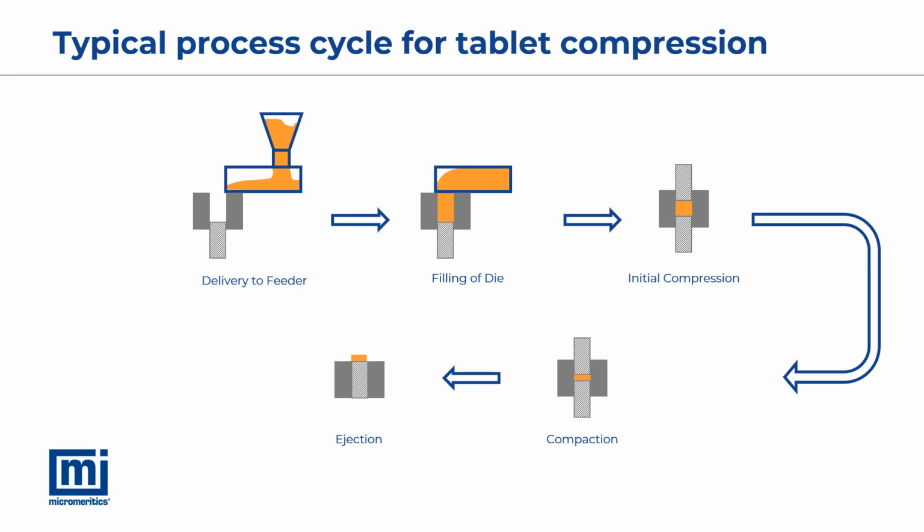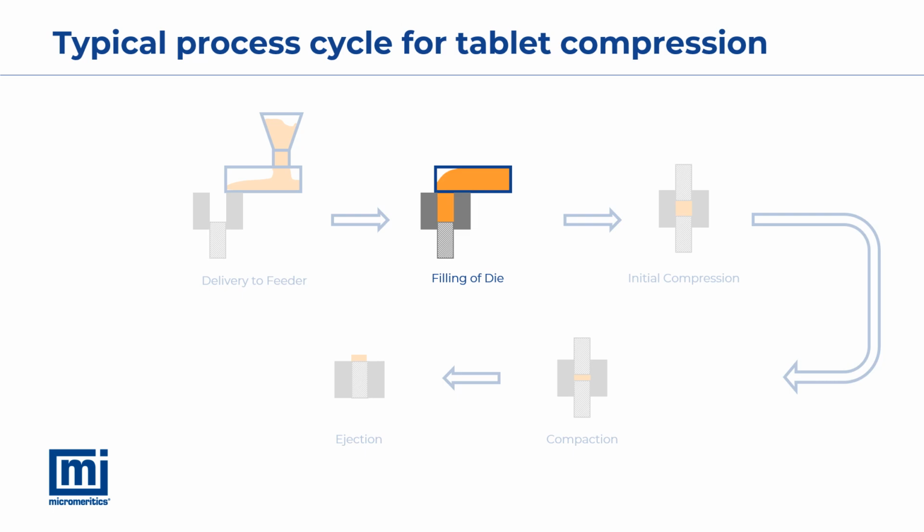A typical tableting process involves delivering a powder to a feeder and the filling of a tablet die, followed by initial compression, compaction, and finally the ejection of the finished product. However, this case study focuses solely on the filling of the die itself.